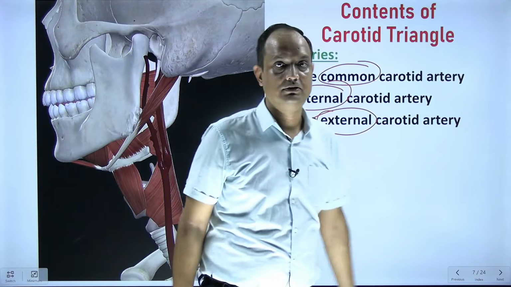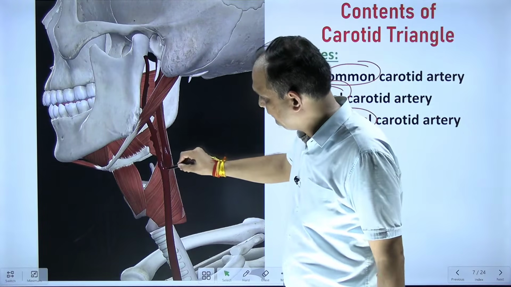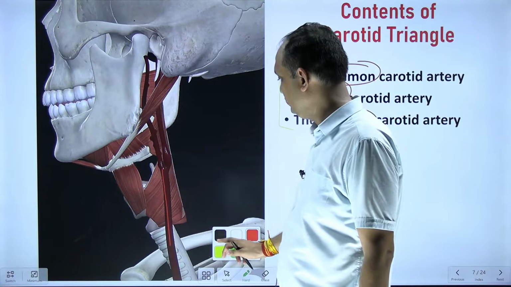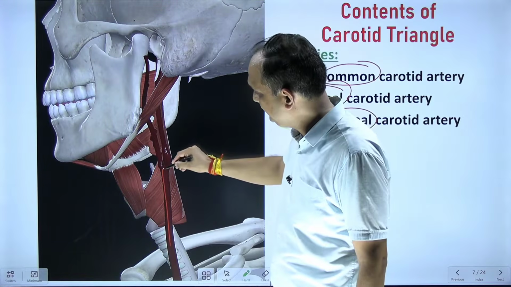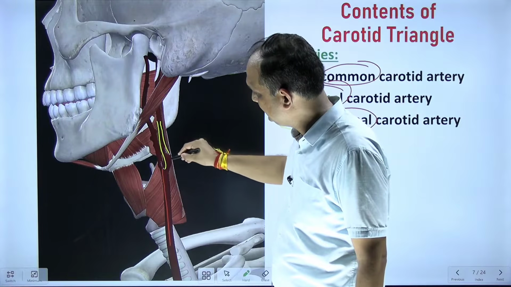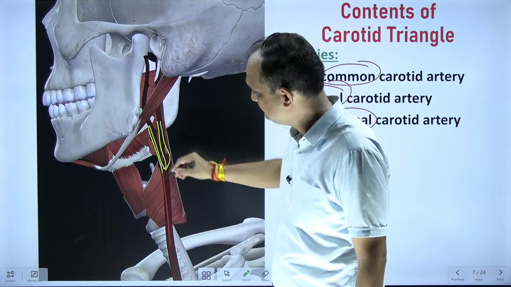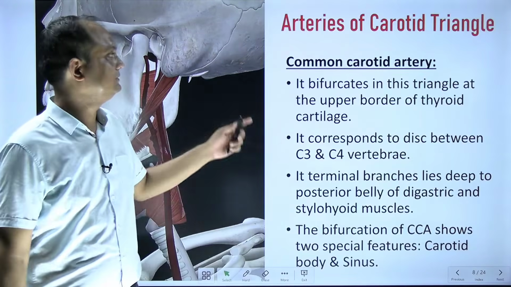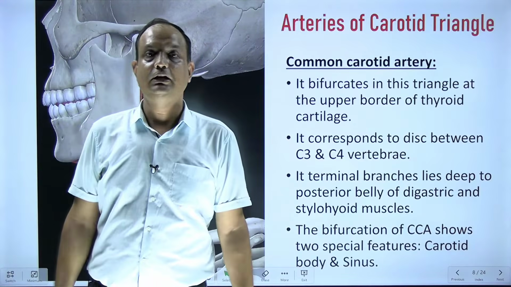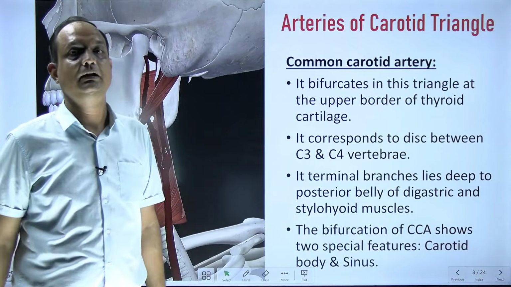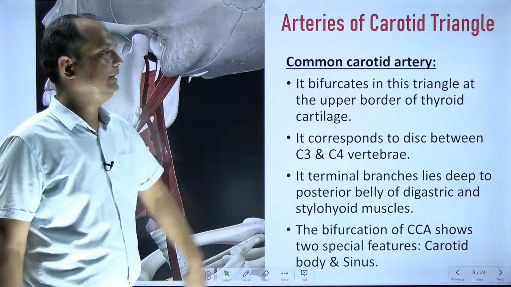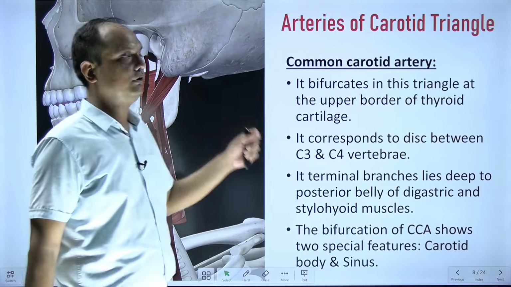So now in this image you can see that this is your common carotid artery, and you can see that this common carotid is bifurcating into two parts. This is the internal carotid and here is the external carotid artery. Clear? So let's discuss first the common carotid artery. There are a few lines which you should always keep in mind in terms of the carotid triangle about the common carotid, that it bifurcates in the triangle at the upper border of thyroid cartilage.